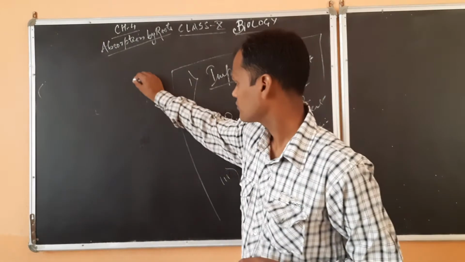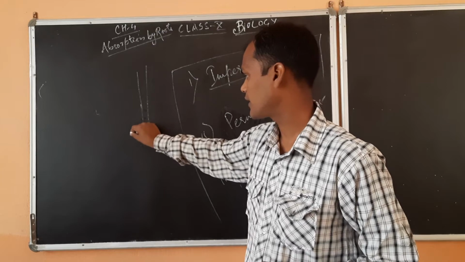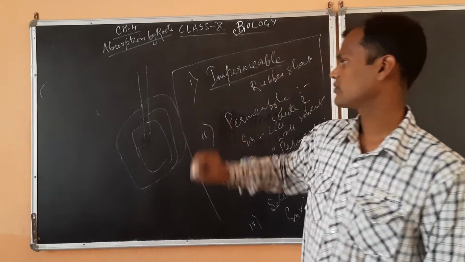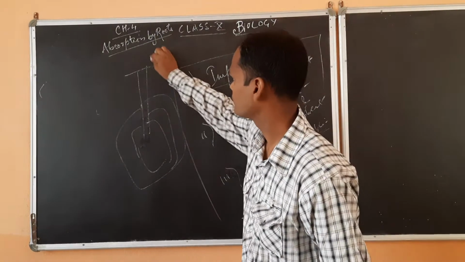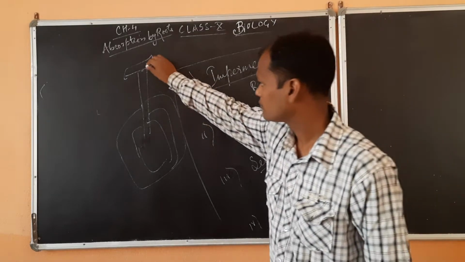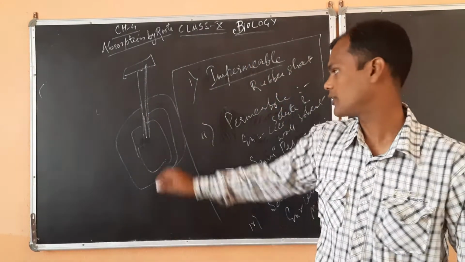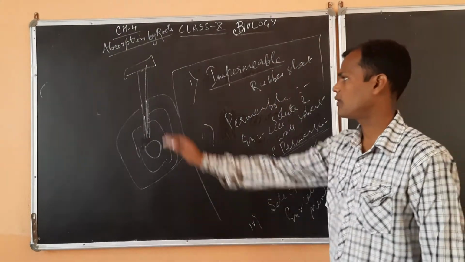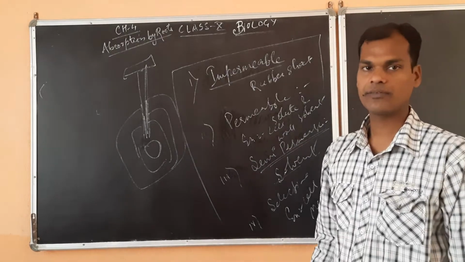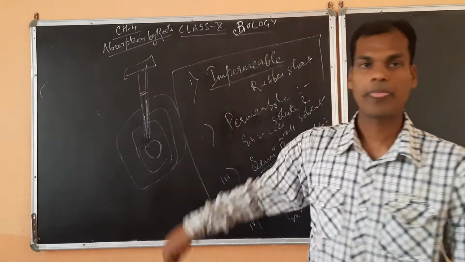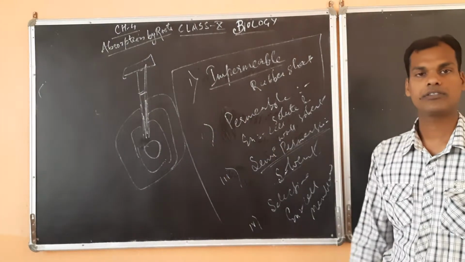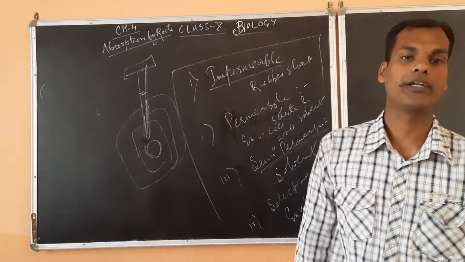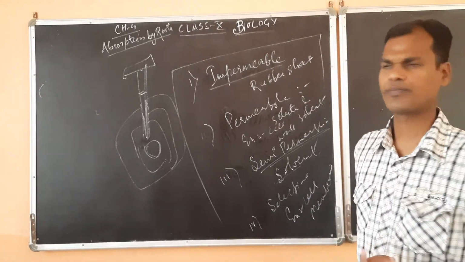You have to take a beaker with water, and here you have to put sugar solution in the tube. After some time you will see that the level of the solution rises up. It is only due to the diffusion of the sugar molecules into this water, this tube. This is the example of simple diffusion.